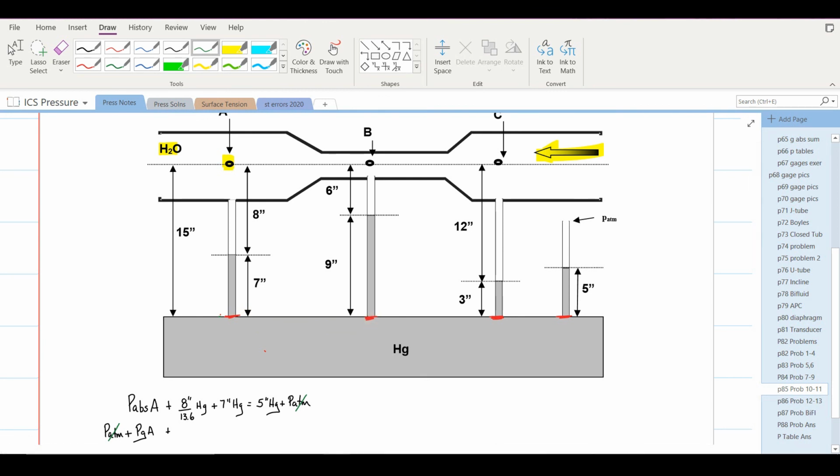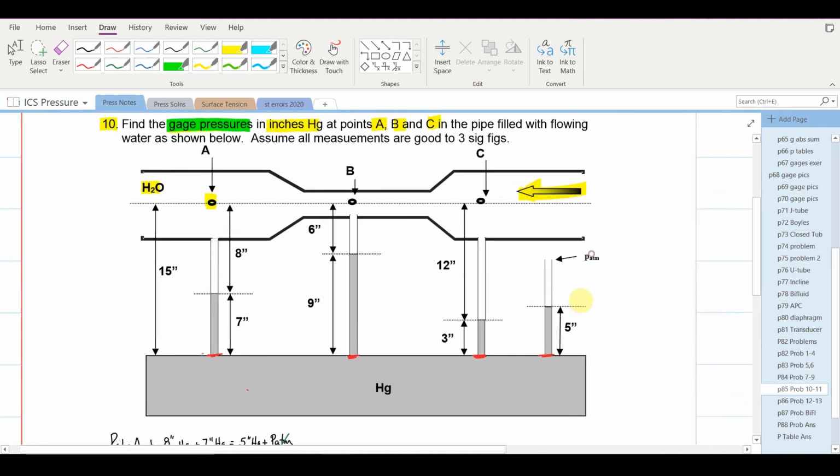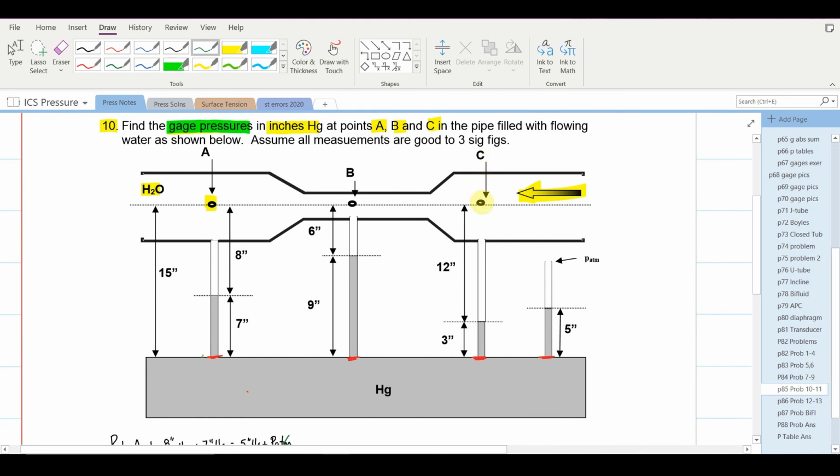You can write a similar equation. You can say the pressure at B plus 6 inches of water plus 9 inches of mercury is equal to 5 inches of mercury plus P atmospheric. To solve for C, you'll say the pressure at C plus 12 inches of water plus 3 inches of mercury is equal to 5 inches of mercury plus P atmospheric.